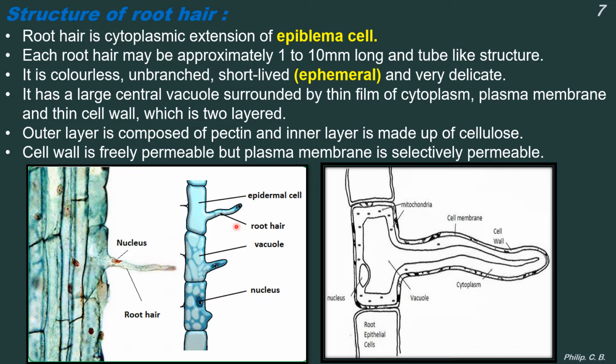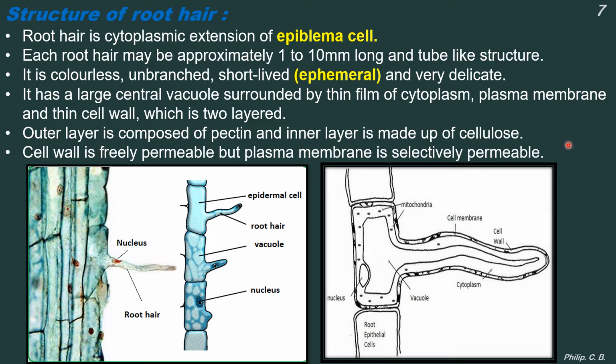Other than that, the root hair, the epidermal cells, the nucleus present in the root hair. The root hair over here, again you can see the nucleus over here. If you see the highlighted or zoomed in part of the root hair, you can see mitochondria also present, which help to provide energy. The cell membrane, cell wall, cytoplasm, the vacuole, you can see very clearly, along with the nucleus present at the periphery and the root epithelial cells. Now further, the outer layer is composed of pectin and the inner layer is made up of cellulose.